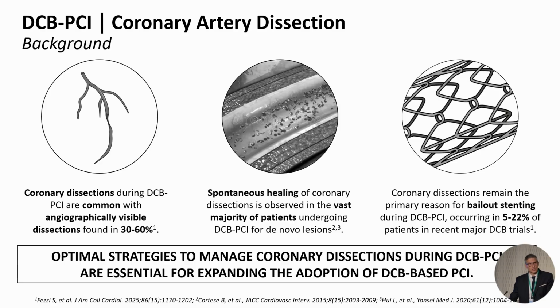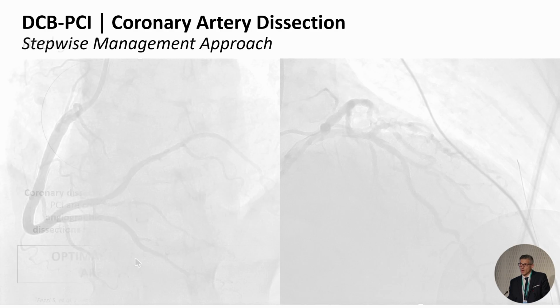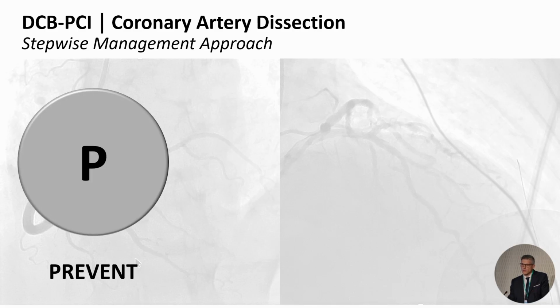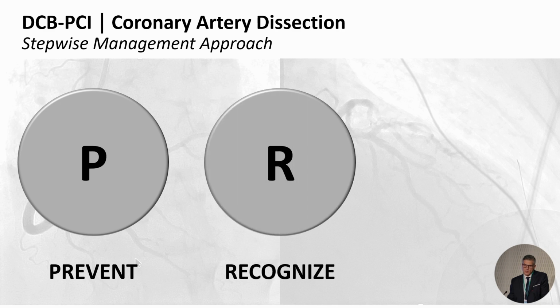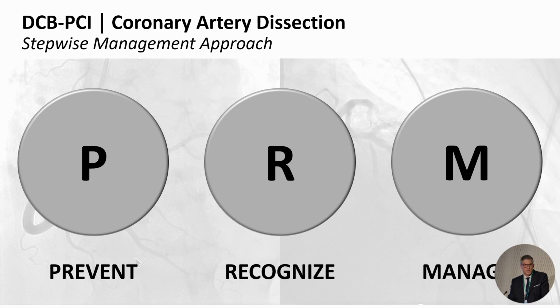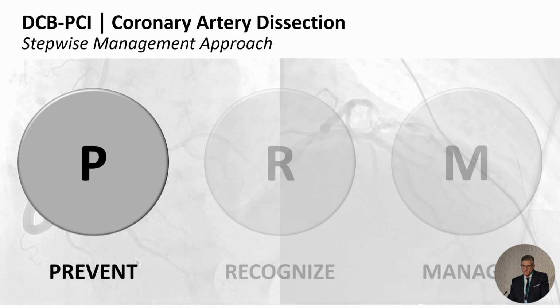Therefore, optimal strategies to manage coronary artery dissection during DCB PCI are essential for expanding the adoption of this strategy. The strategies aimed at managing coronary artery dissection during PCI with drug-coated balloons mainly rely on three pillars. The first one is to prevent the occurrence of these complications, if we can call them complications, we'll see. Second is to recognize those lesions that deserve treatment compared to those that can be left untreated. And finally is to assess how to manage these flow-limiting coronary artery dissections.